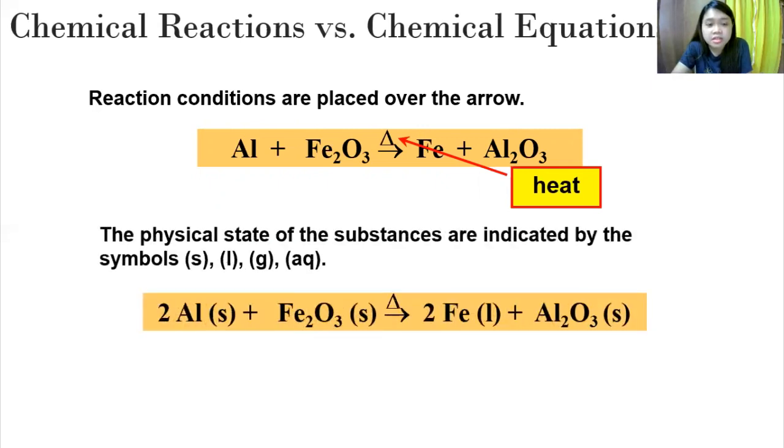And then the physical states also are necessary to indicate next to the chemical formulas mentioned. For aluminum, we know that aluminum is a solid, so we put S. Ferric oxide is also a solid. And then iron is usually in liquid form, so we put L. And then for aluminum oxide, we also put S because this is a solid. So mostly solids, and mostly oxides are solids.